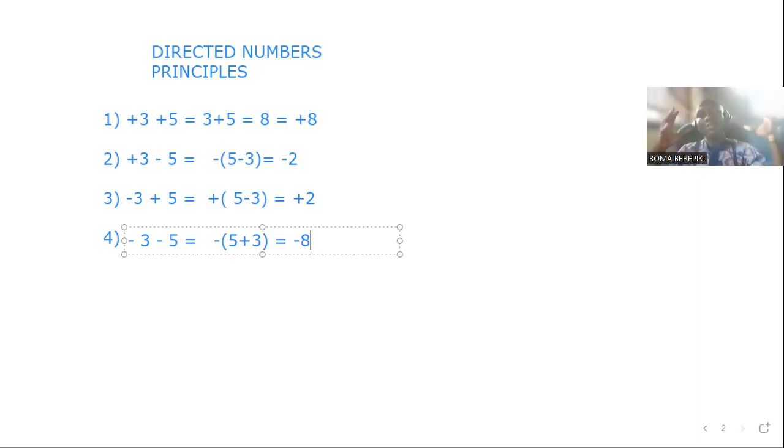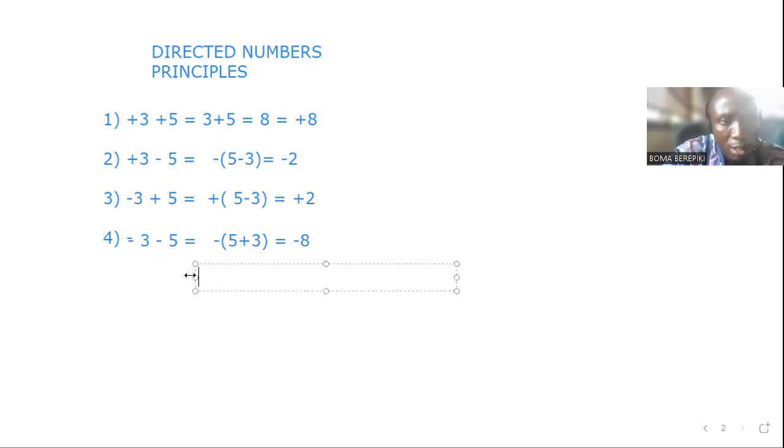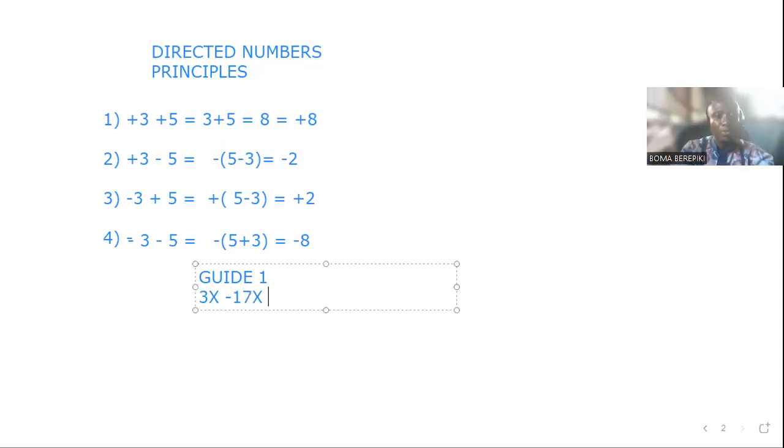Okay, so these are the principles that you need to know when it comes to directed numbers. Briefly, let me just do a very quick example here, a quick guide. Let me call it guide 1. Let's say we have a situation where we have 3x minus, let's say, 17x. How do you resolve this? Okay, so solution.